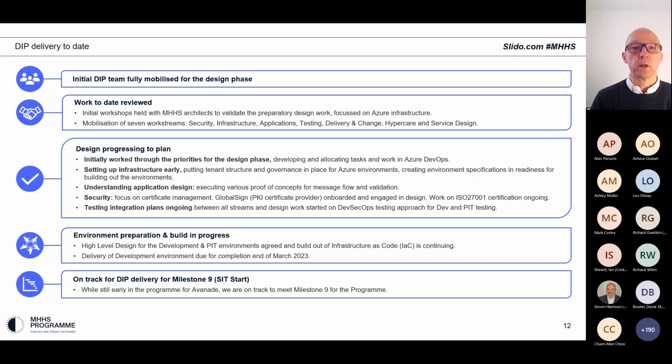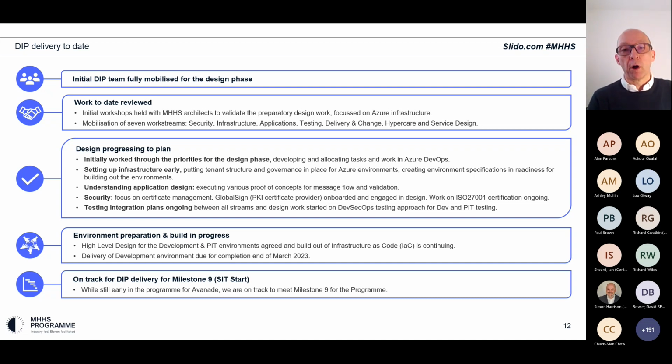So Ashley and the team have been looking at the tenant structure, getting governance in place, and setting out all of the environment specifications for the different environments that will be required for the DIP. Lou and his team have been working on the application design, executing a series of proof of concepts around message flow and validation. It's looking to address the known unknowns or the unknown knowns, depending on which way it's done. But that's obviously a key area for us to get confidence in our early design thinking.